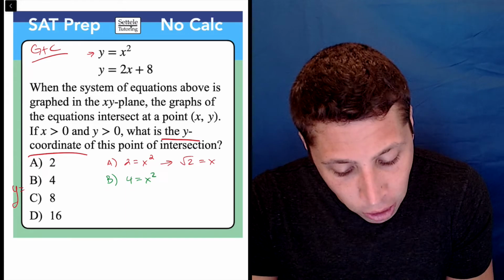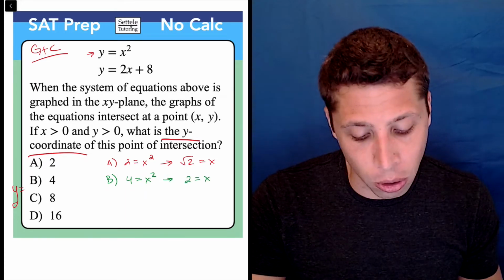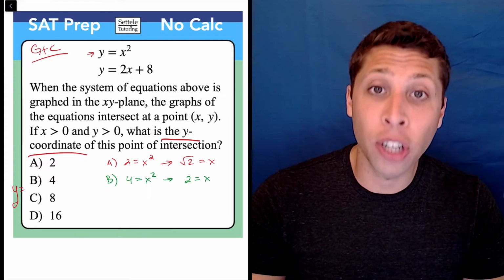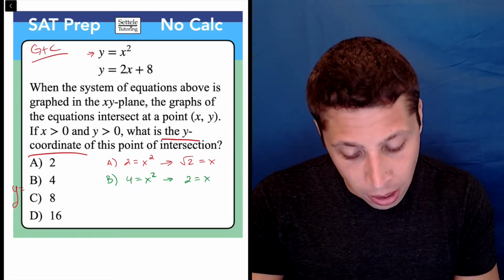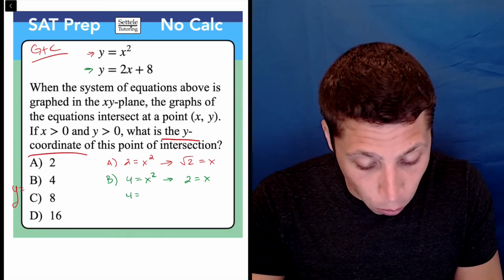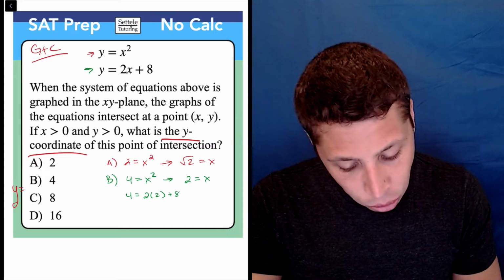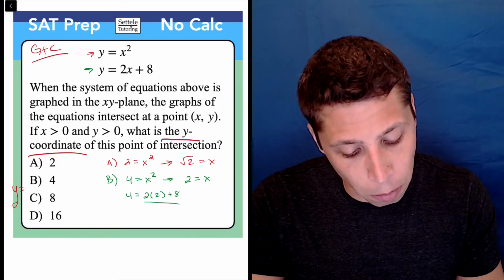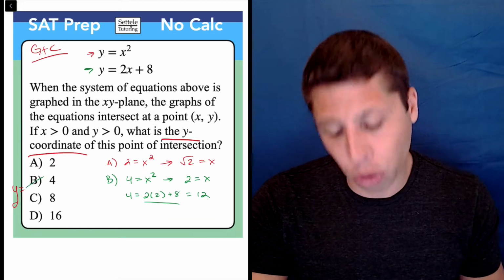And sure enough, if I do y is equal to 4, I get a much nicer number, that x is equal to 2. Now, how do I know if that's right? Well, I need to check it in the second equation and see if that same point works in that equation too. So in the second equation here, 4 is equal to 2 times 2 plus 8. Well, that's not true because 2 times 2 is 4 plus 8 is 12. So 4 and 12, not the same number. That means choice B is wrong.